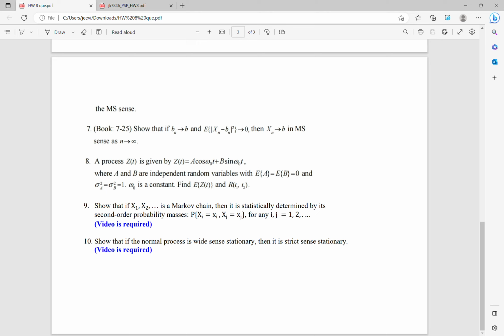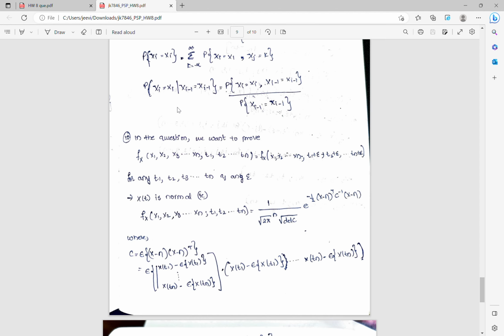Before we look at the solving, let's have a quick look at the question. Show that if the normal process is wide sense stationary, then it is strict sense stationary. Let's have a look at the solving. So we're asked to prove that if a normal process is wide sense stationary, then it is also strict sense stationary.